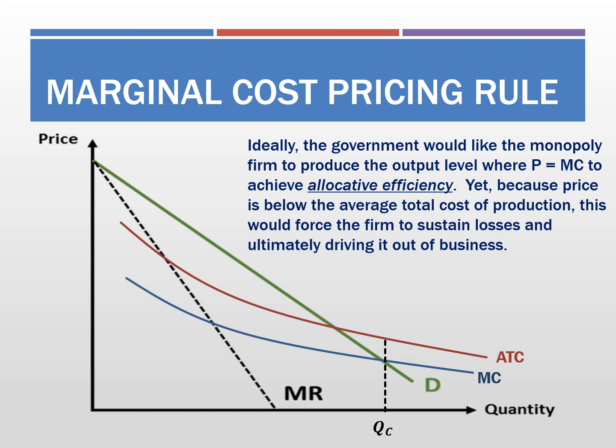However, we have a problem here. The price that the firm can charge in the market is only PC, but when the firm is producing QC, the average total cost is well above the price. That means if we are actually forcing this marginal cost pricing rule, this monopoly firm will always be running into a loss. And obviously, no one will ever actually operate.